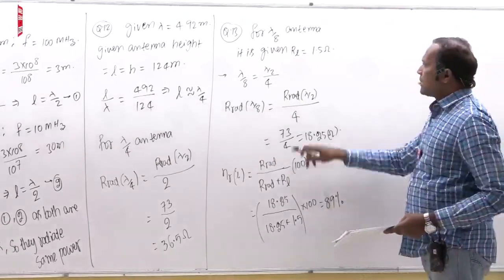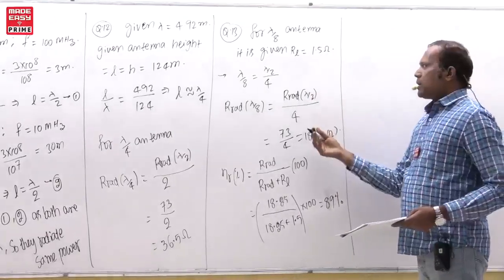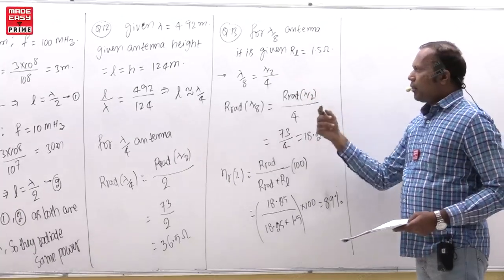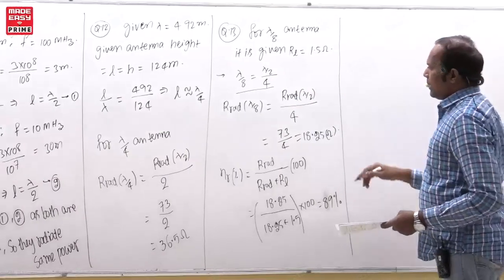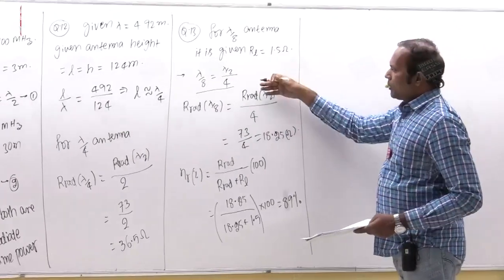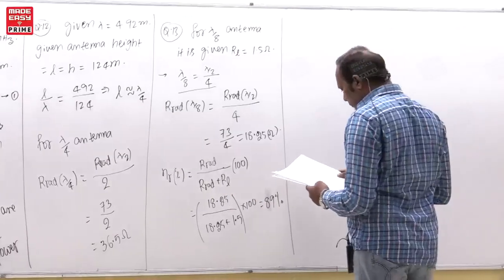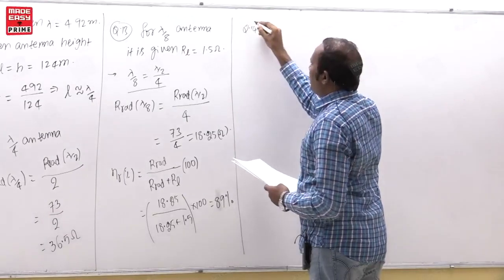Because loss resistance is given, we express lambda by 8 in terms of lambda by 2, which is lambda by 2 divided by 4. That means the radiation resistance of lambda by 8 is the radiation resistance of lambda by 2 divided by 4. You found this one, right? Next, question number 14.